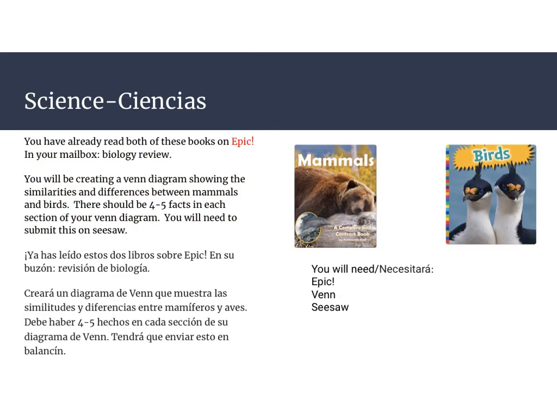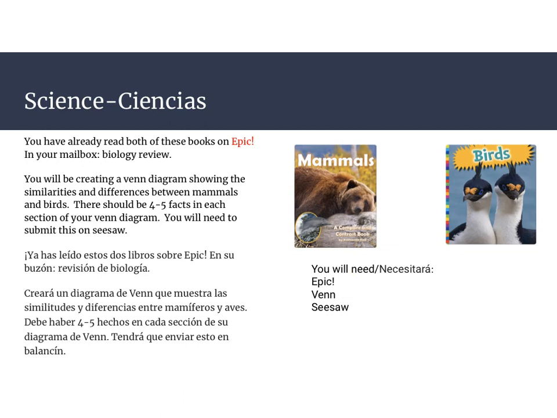And in science today, we've discussed this. You may need to go back to EPIC and reread the book Mammals and the book Birds if you didn't already. I know there were some of you who answered the questions without reading the book. It was kind of evident in the answers that you chose to give. So if you haven't read them, or maybe you're feeling a little bit forgetful, make sure you go back and read those books.